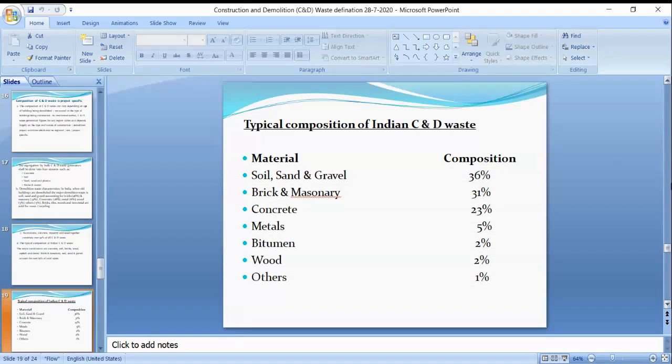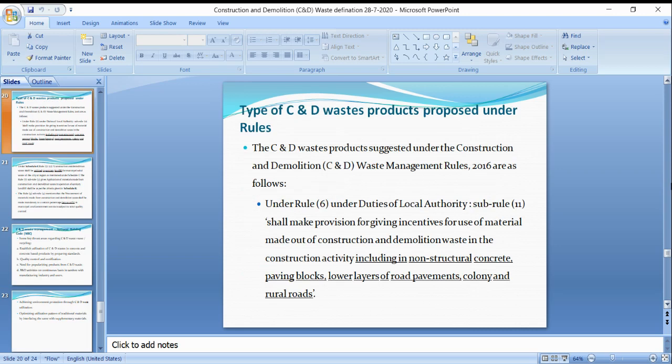So here we can see different material compositions. Soil, sand, and gravel around 36 percent. Brick and masonry 31 percent. Concrete 23 percent. Metals 5 percent. Bituminous 2 percent. Wood 2 percent, and others 1 percent. So these are the wastes which we are generating.